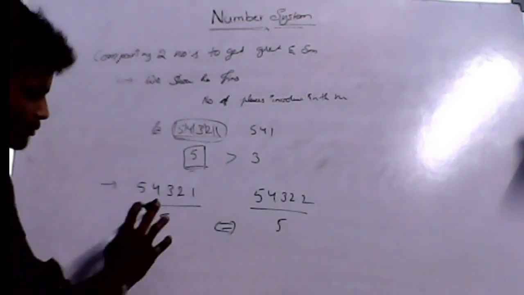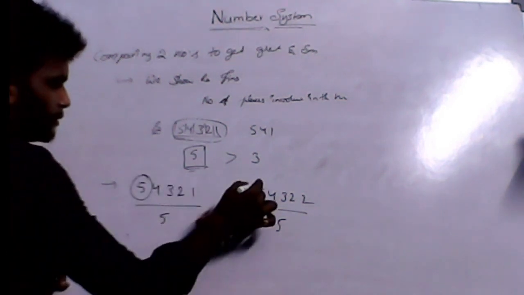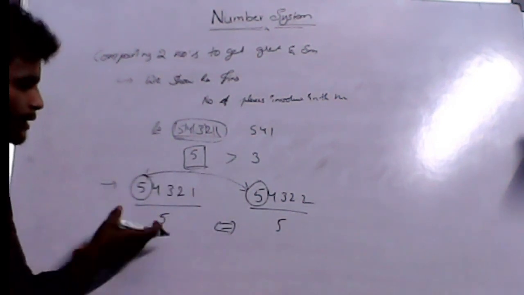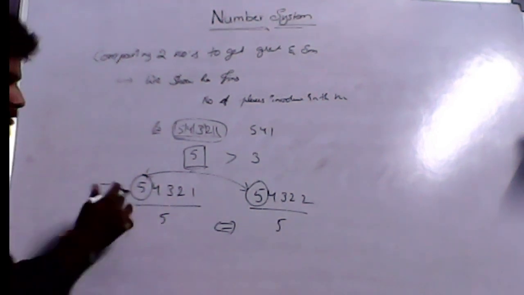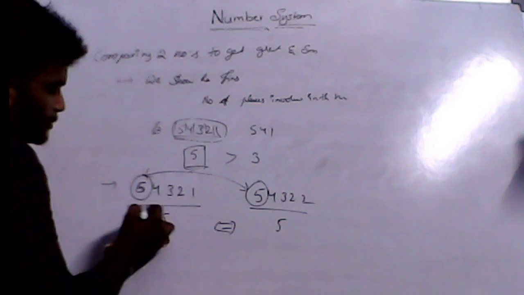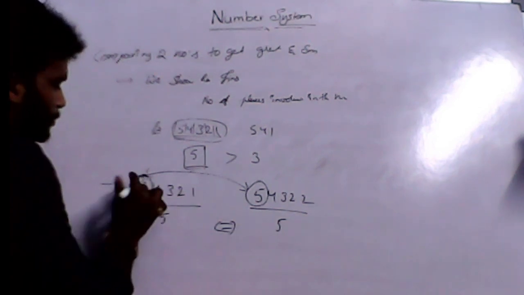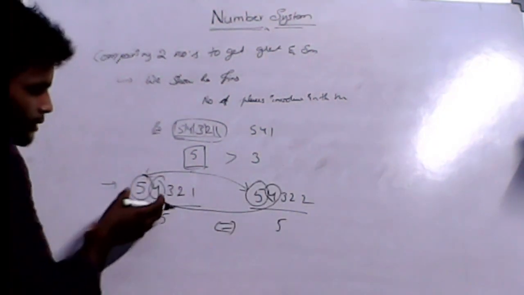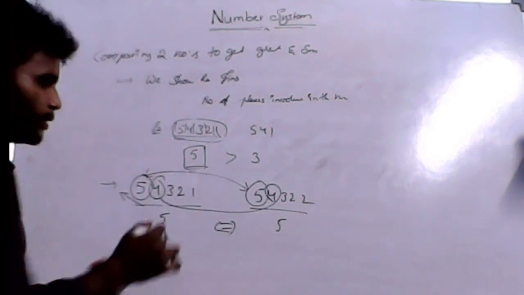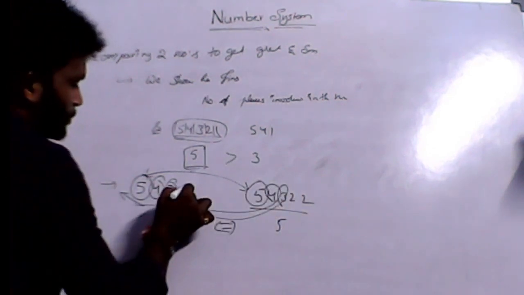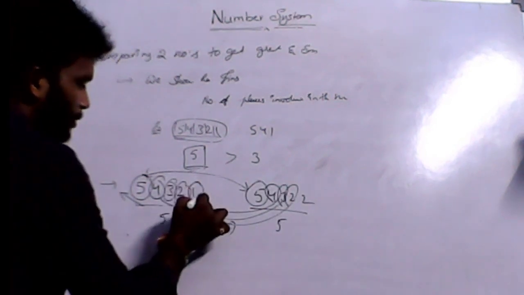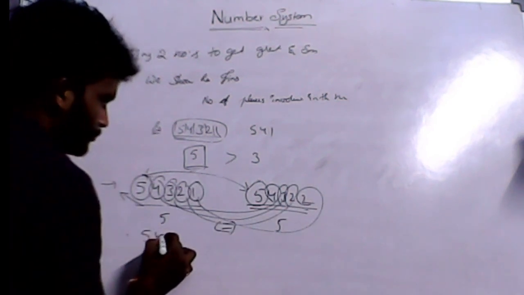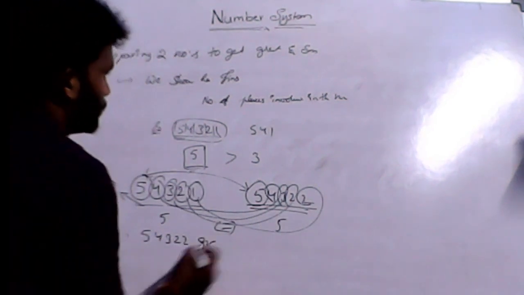Then we have to compare the leftmost numbers. If any one number is greater than the other, for example, if it is 6, this will be the greatest number. But here both are the same. Then we compare the second leftmost number, that is 4 and 4. These two are also the same. Then we compare 3 and 3, then 2 and 2. And by comparing these two, we get 54322 as the greatest number.